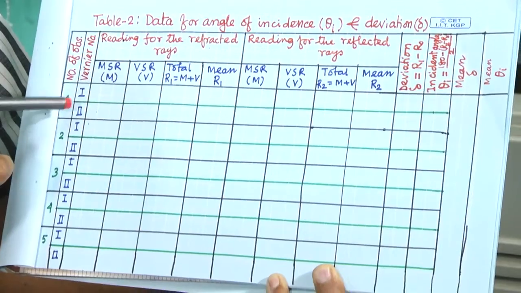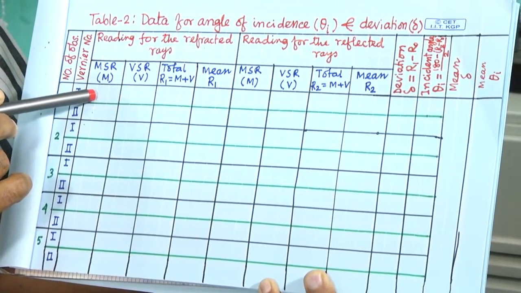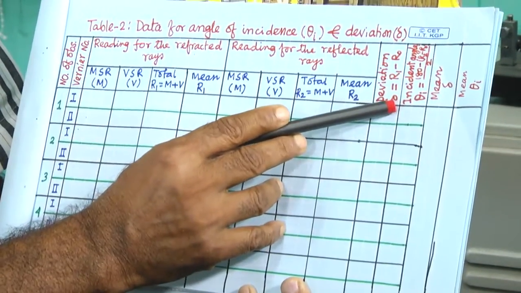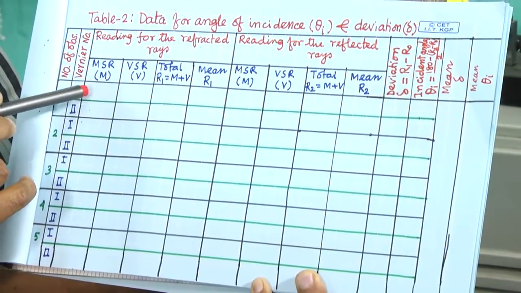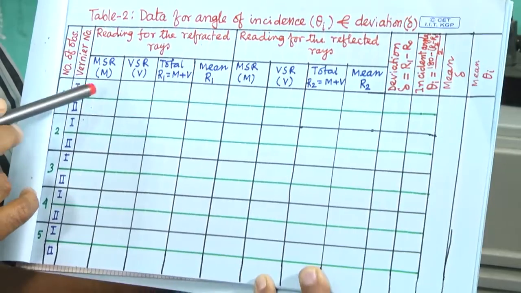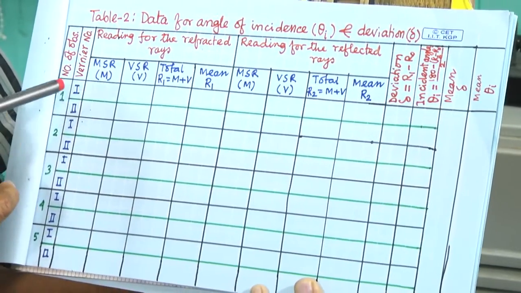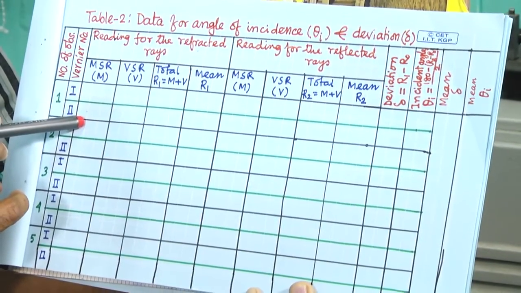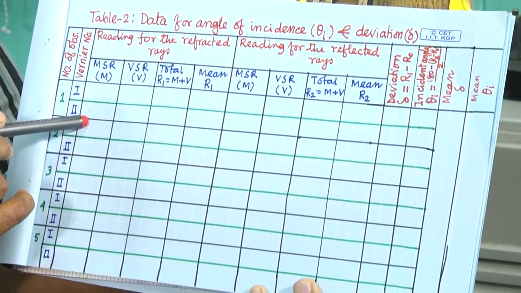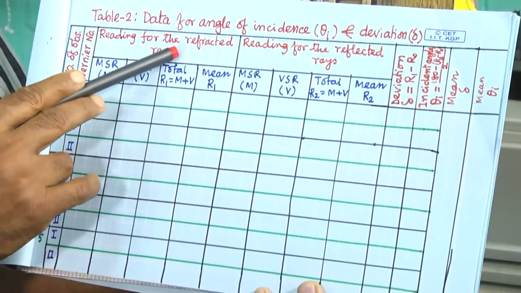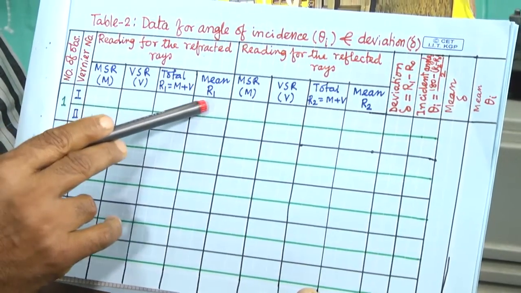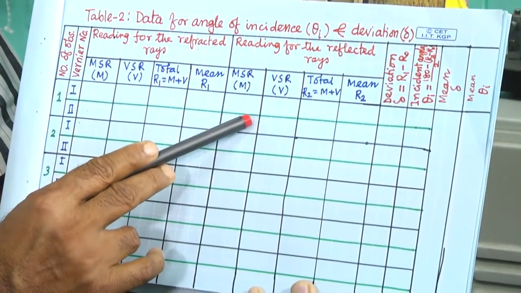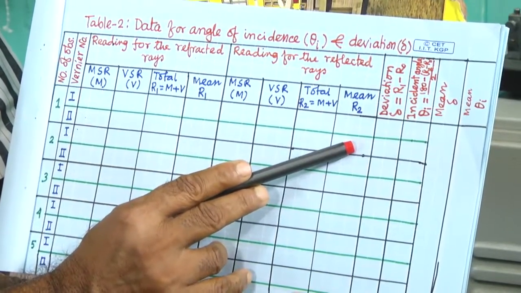Basically each observation is for a different incident angle. For observation 1, for a particular incident angle, we will set the telescope at the refracted rays and take the reading for vernier 1 and vernier 2. We will set the telescope at the reflected rays and take the reading for vernier 1 and vernier 2.